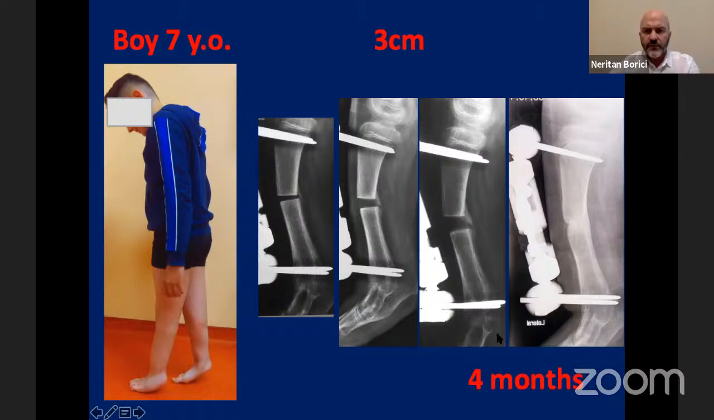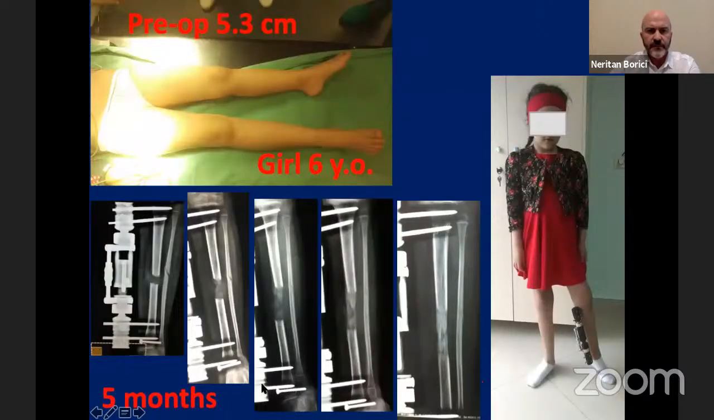And this is a 7-year-old boy who had some congenital problems in the tibia, and we achieved lengthening in 4 months, 3 centimeters of lengthening of the tibia. This is a girl who had 5.3 centimeters shortness of the tibia, and in 5 months we achieved the correction.